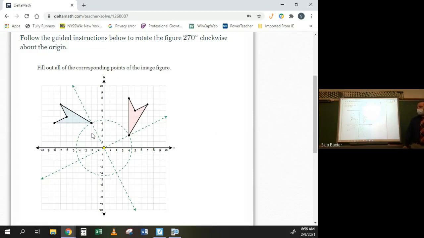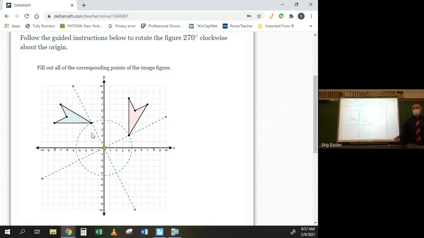Okay, the second part of the assignment is rotating around a point that's not the origin, but the process is exactly the same. Like if I was rotating around this point over here, I would do the same process. I'd make a circle that goes through one of these points and then rotate it around that. Okay, does that make sense?